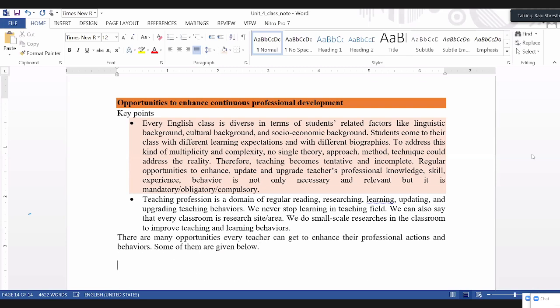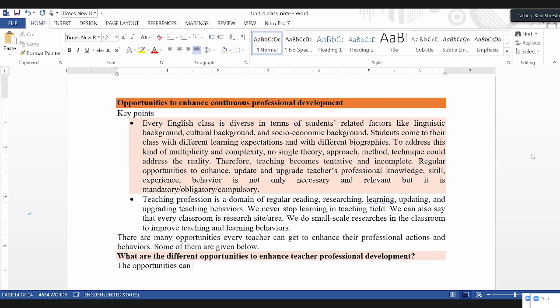Okay. In this way, what are the different opportunities? What are the different opportunities to enhance teacher professional development? What are the different opportunities to enhance teacher professionalism? This is the question. Now the opportunities can be what?